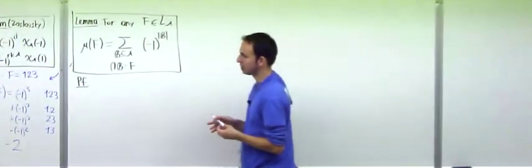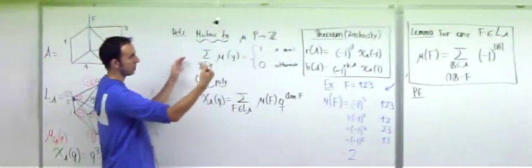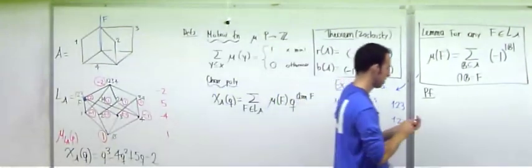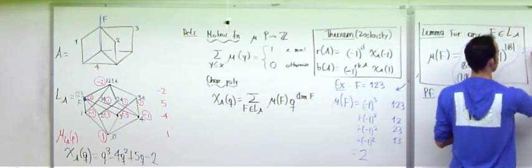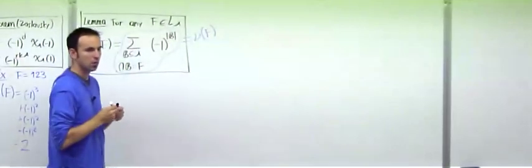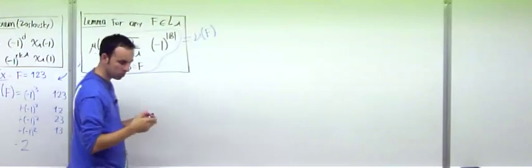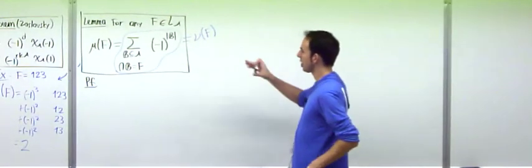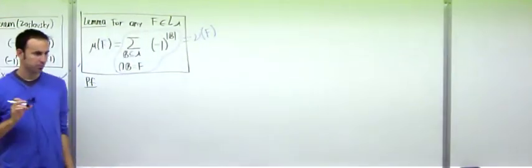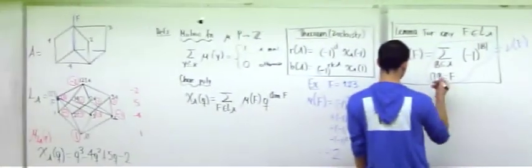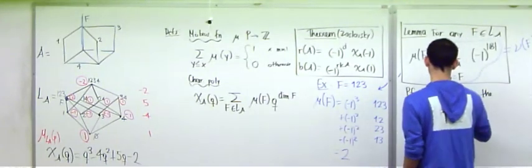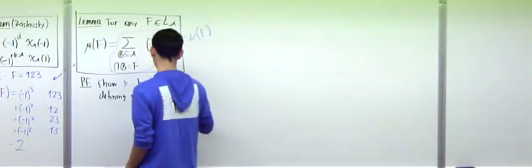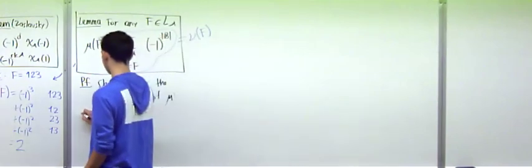Well, what we're going to do is basically prove that the thing on the right-hand side, so let's call it nu of F for now. Okay? And of course, what I want to prove is that nu is the same thing as mu. And the way that I'm going to do it is I'm going to show that nu has the same defining properties as mu. Okay? So show nu has the defining properties of mu.